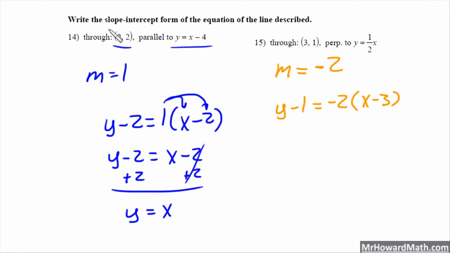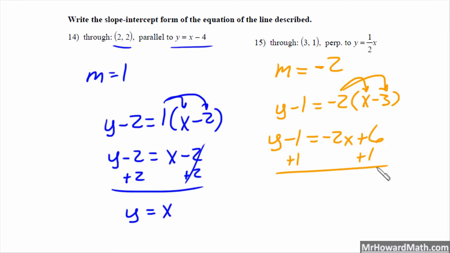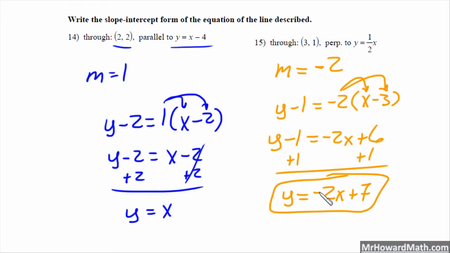They want it in slope-intercept, so I need to distribute here. See what I'm working with? Y minus 1 equals negative 2x plus 6. Slope-intercept, just y by itself, so I'm going to add this 1 so that I get y completely by itself. Y equals negative 2x plus 7 would be our answer there.